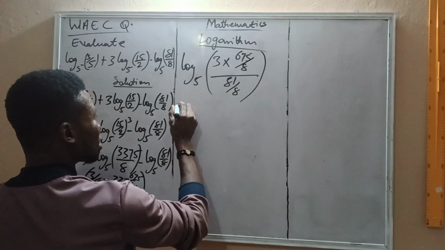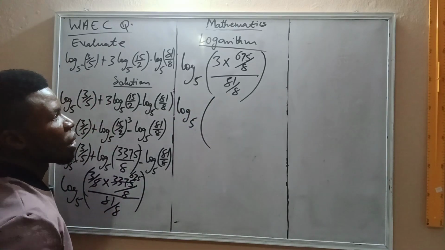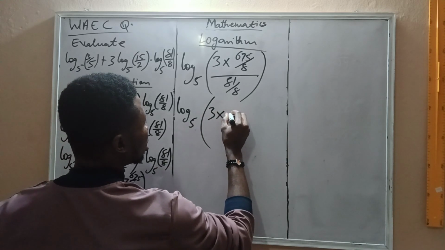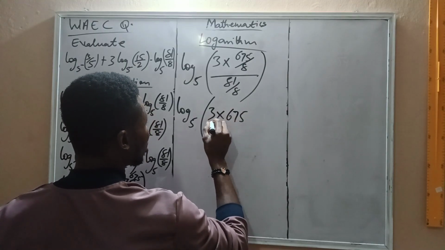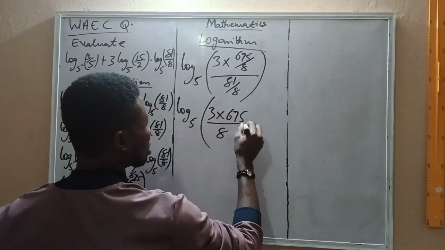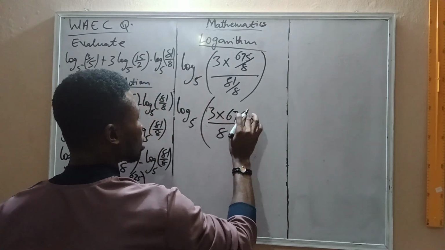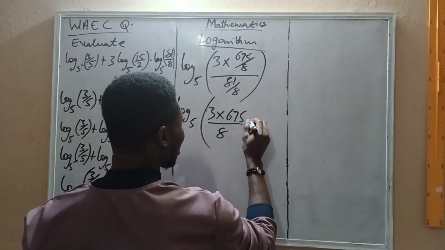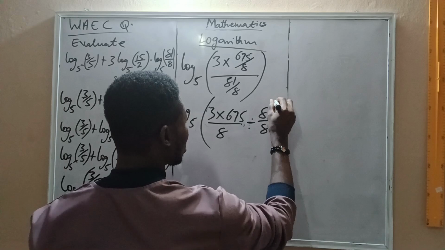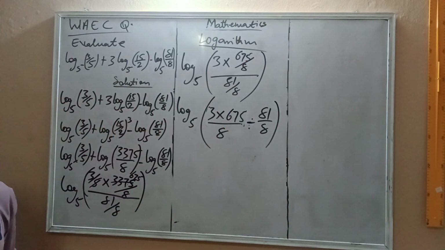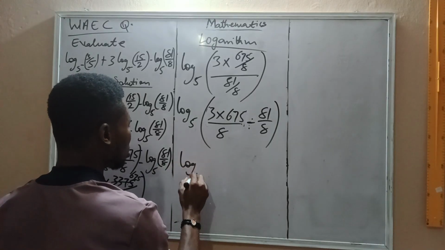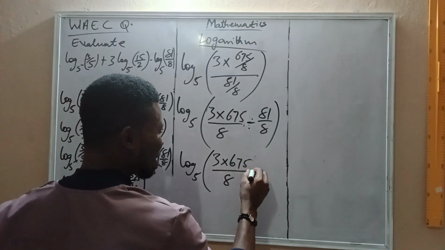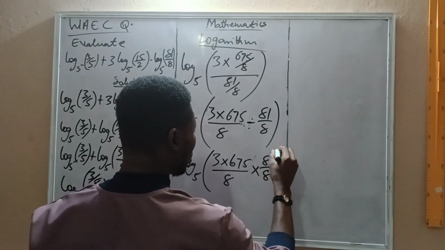And this is the same thing as log to the base 5 of 3 times 675 over 8, of course, divided by 81 over 8. Let's put the division first because I know you'll be a bit confused. This and this, they're the same thing, right? And that is log to the base 5 of 3 multiplied by 675 over 8 multiplied by 8 over 81.